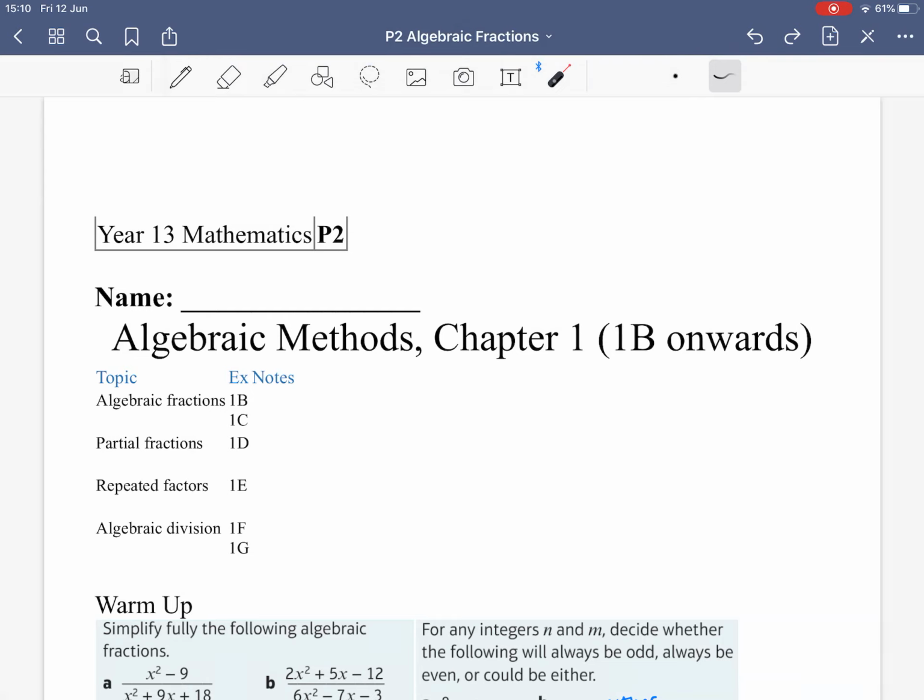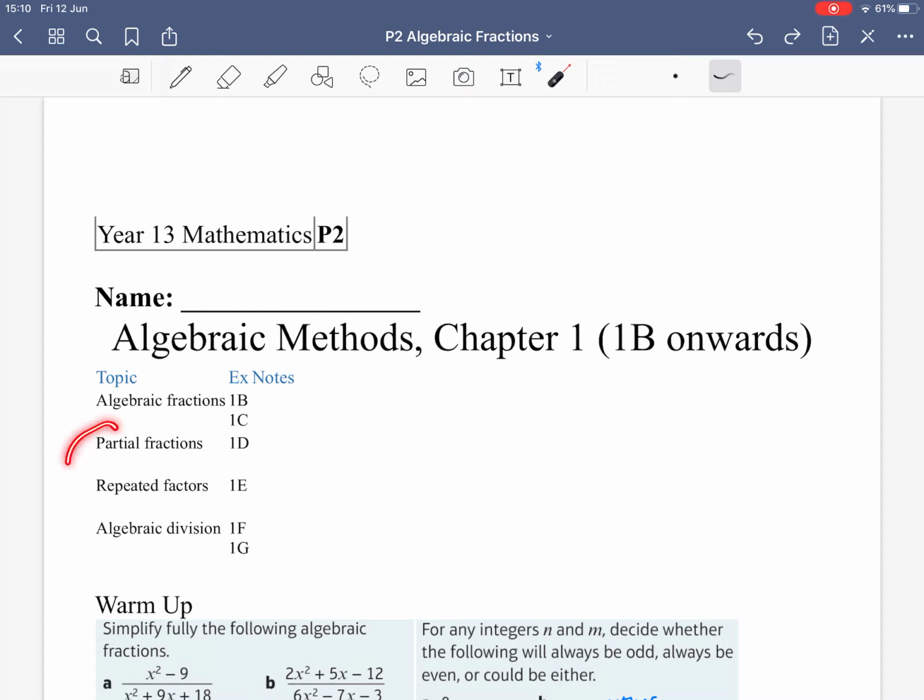Hello Year 12, we're going to start our next section, which is chapter 1 from the P2 book, and we're working on algebraic methods. So the first thing we're going to do is to review some work that we should know already, and let's get that really good.